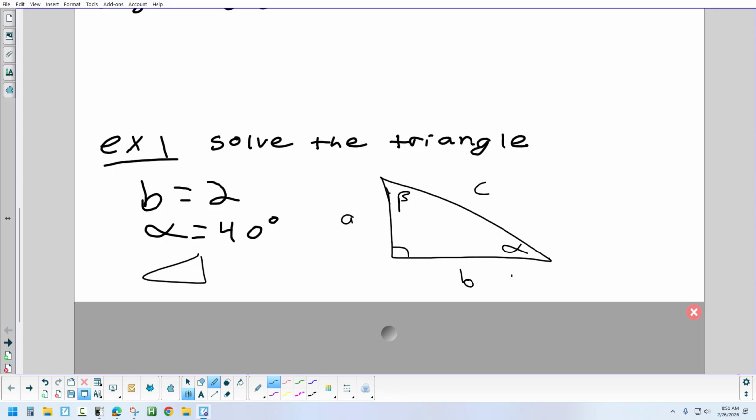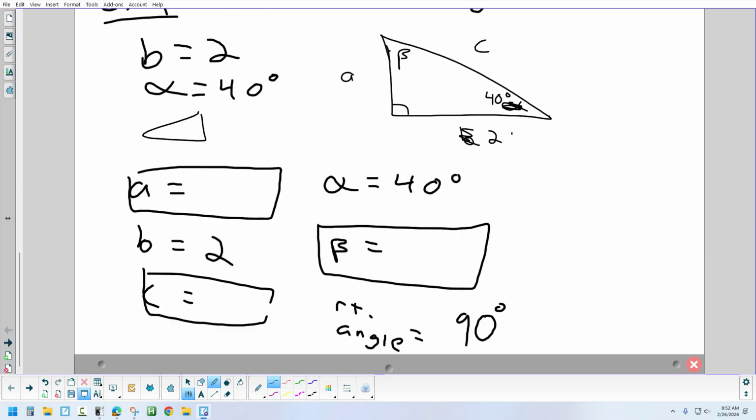Now I'm going to fill in two of the pieces of information. You don't have to cross it out, but I'm going to put that as a 2, and I'm going to put alpha as 40 degrees. Okay. So now I've got my picture. I can see what's opposite alpha, what's adjacent to alpha, and what the hypotenuse is. So now put all that in a table.